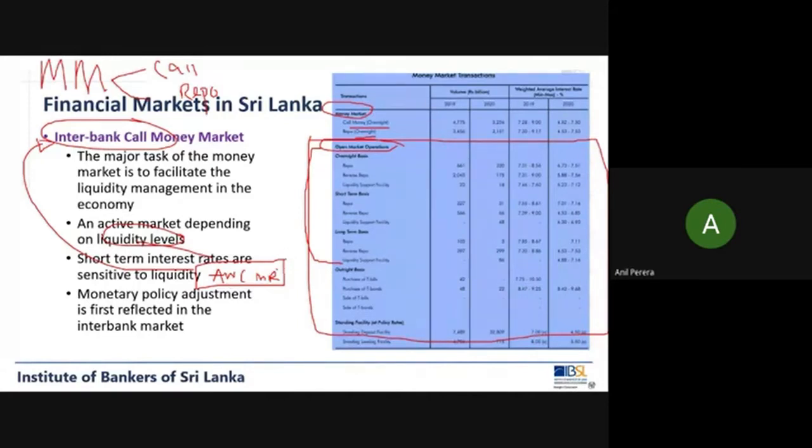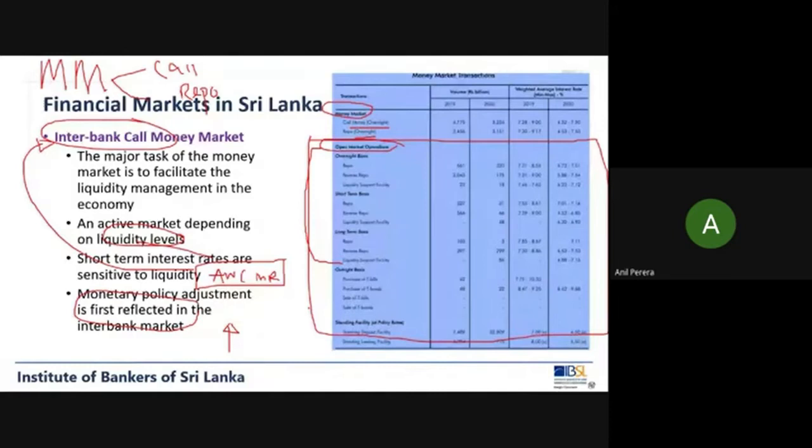So that's why I mentioned this is a very important market. And monetary policy changes are first reflected in this market. For example, if the central bank raises policy rates, SDFR and SLFR, that is first reflected where? In the call money market, because that is the market closest to the central bank. The central bank does not do transactions with the public, so it does transactions with the banks. So if the central bank is changing its policy, that is first reflected in the rates borrowed and lent with the banks. That's why I said it is reflected first in the interbank market.